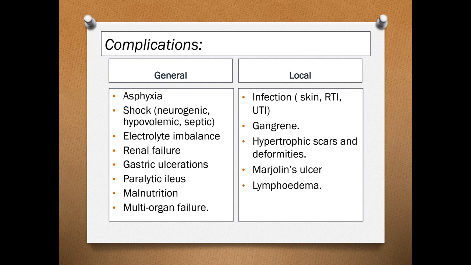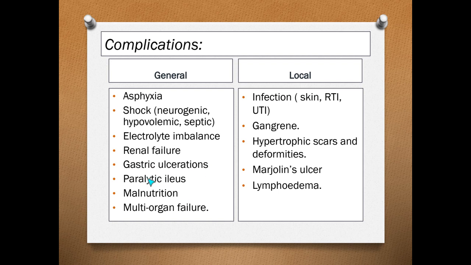The general complications include asphyxia, shock, which can be neurogenic, hypovolemic or septic shock, because one of the complications of burns is that the patient can develop infection and septicemia, so it can go into septic shock. Electrolyte imbalance because of fluid loss, renal failure, as we have mentioned previously, either due to shock, the hypotension, or due to myoglobinuria, for example in cases of electrical burn, which is the result of damage to the skin, to the muscles, sorry.